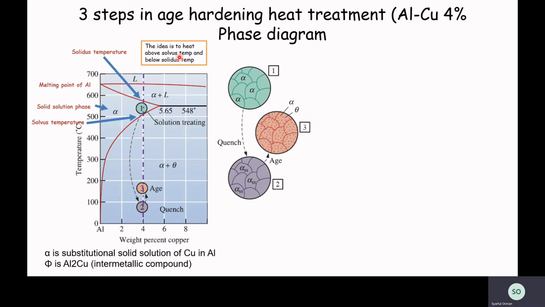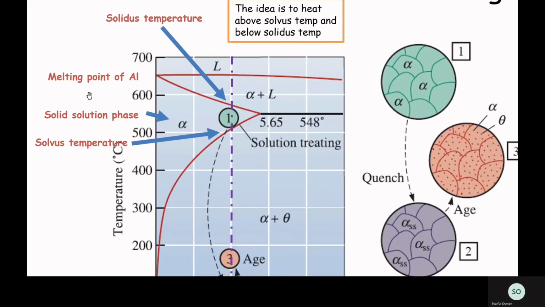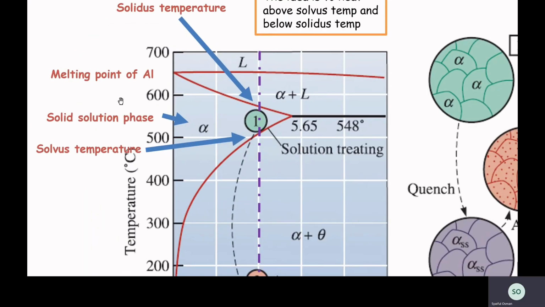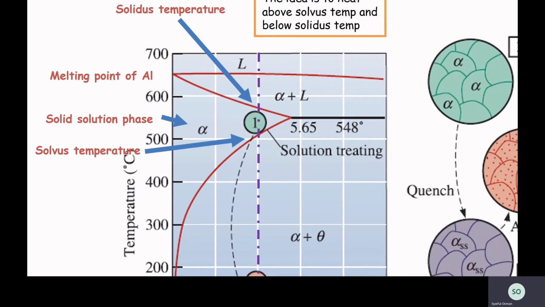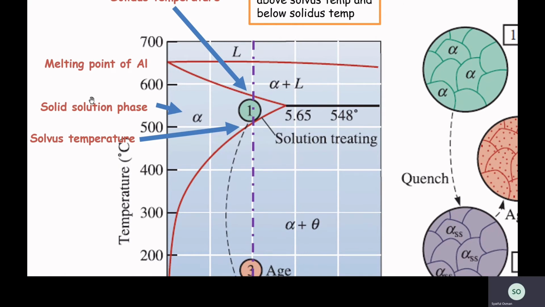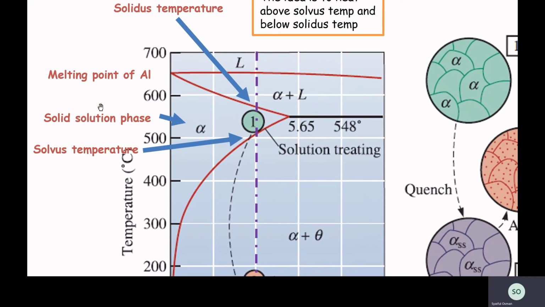So there are three steps involved. First is solution treatment, quenching, and aging. In solution treatment, the alloy is solution treated between 500 to 548 degrees Celsius, and here the alloy is first heated above the solvus temperature, and we hold it until we get a homogeneous solid solution.